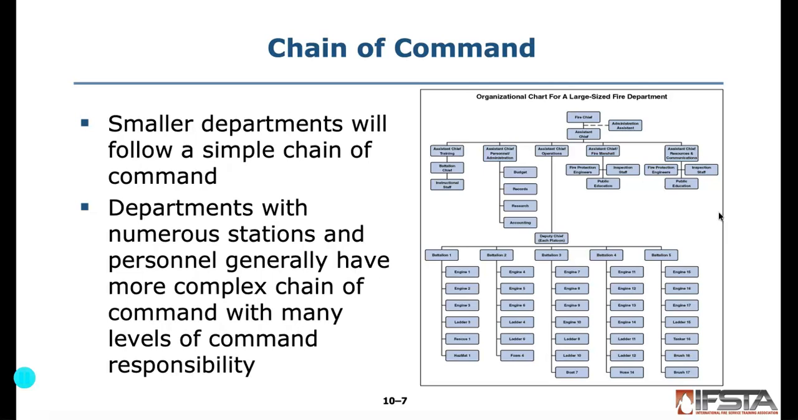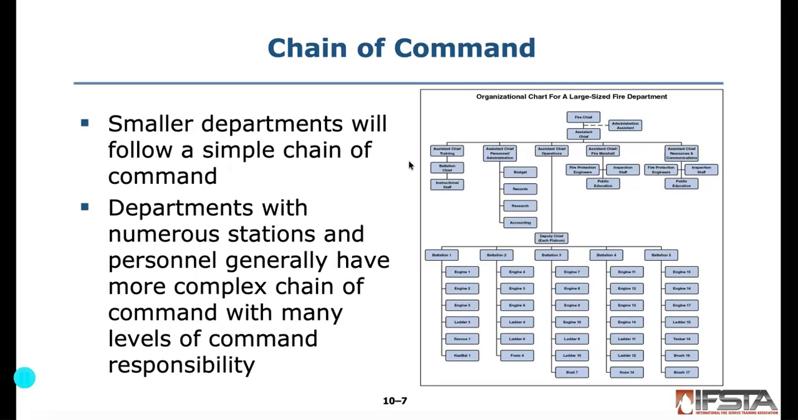The larger the department, the more complex the chain of command is going to be, and the more complex the structure is going to be. When you look at our operations bureau, we have a deputy chief of operations, an assistant chief of operations, and then the battalion chiefs. We have 3 battalions for 23 stations. So depending on the number of stations you have is going to depend on the number of battalions you have, so that you can reach a span of control.